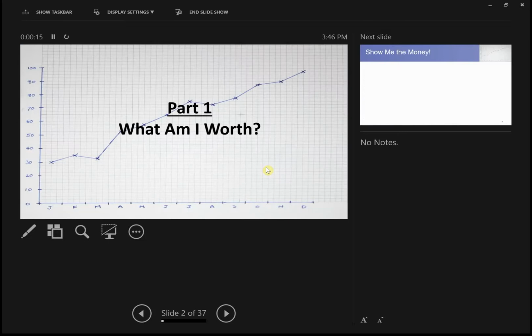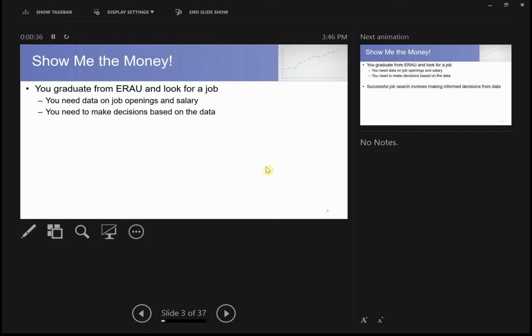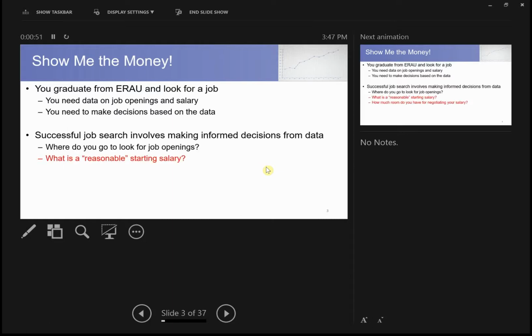The idea behind this is you might want to use it in a situation where you're negotiating your salary after you graduate. You might want to know what you're worth in the marketplace. Suppose you graduate from Embry-Riddle, which you will all do, right? And you get different job offers. How should you negotiate? You never accept the salary they give you, you always negotiate. So where do you look for job offers? What's a reasonable starting salary for your position? And how much room do you have for negotiation?